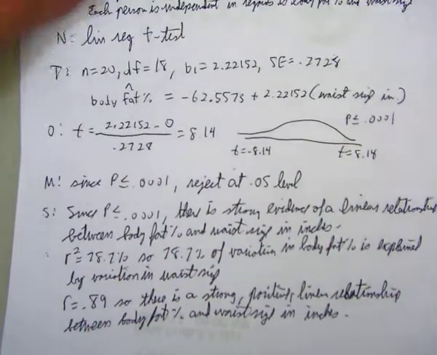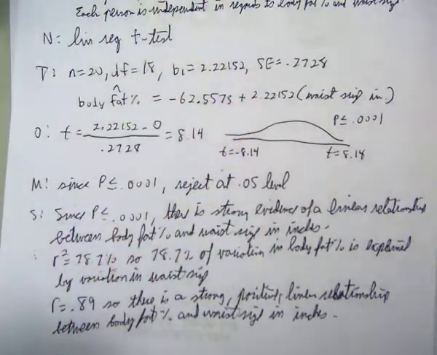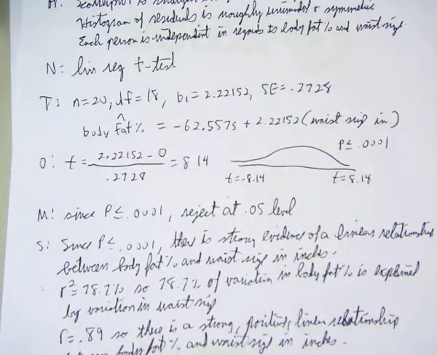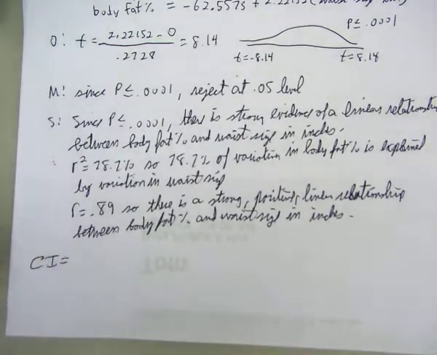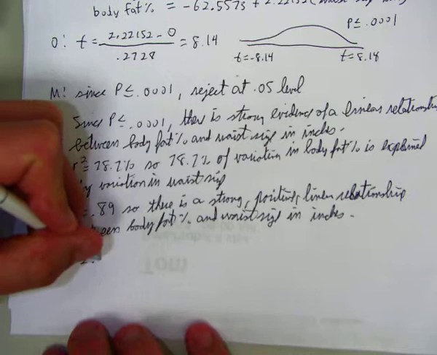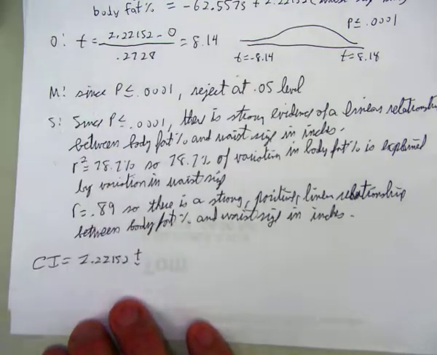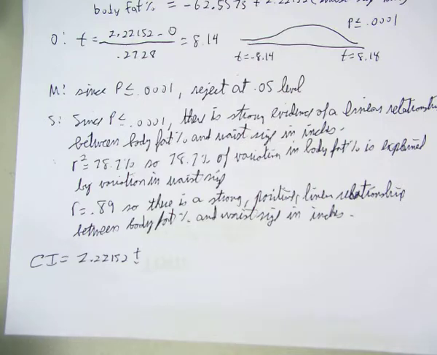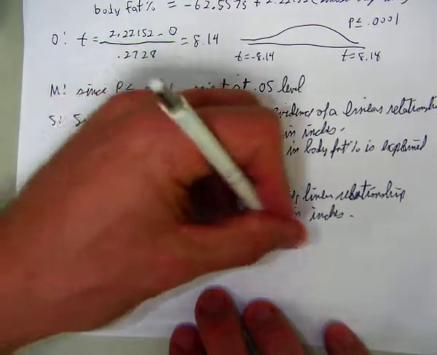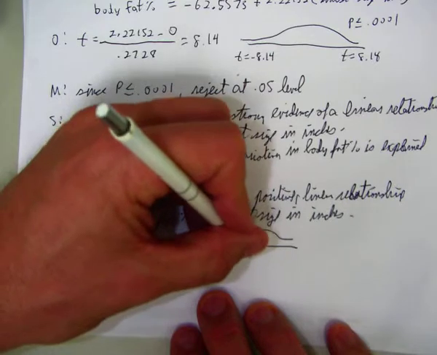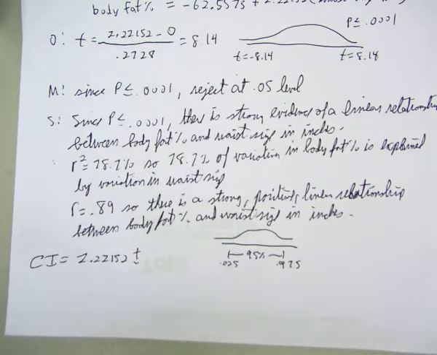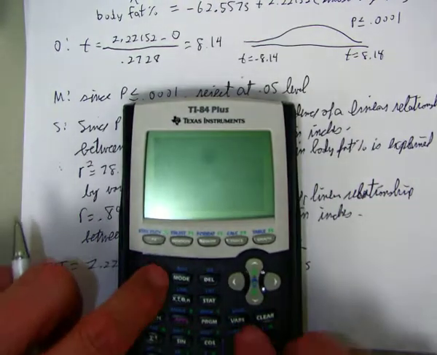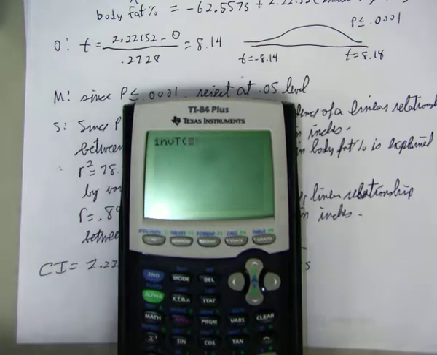Okay, so that's good. So let's do the confidence interval now. So since we did a two-tailed test, we'll do a 95% confidence interval. So our confidence interval will equal b sub 1, 2.22152, plus or minus t. So this is a 95% confidence interval. So if we do a 95%, that's 0.025, 0.975. And you guys may be saying, well, why do you draw it every time? I just like the visual representation. It helps me rather than trying to do it out in my head.